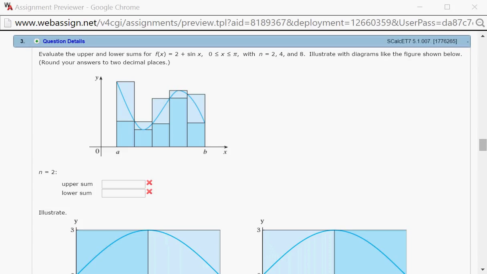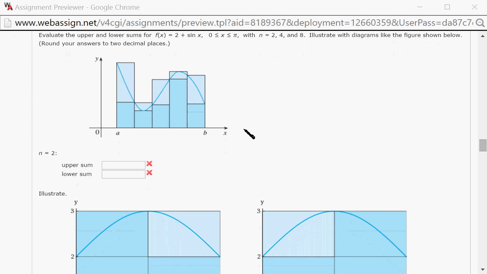Alright, let's look at homework 5.1, problem number 3. We're talking about the upper and the lower sums. These are different from the right sum, left sum, and the midpoint sum. For each interval, or each rectangle, we use the highest point to determine the height of the rectangle. That's the upper sum. For the lower sum, for each interval, you look for the lowest point to determine the height of the rectangle. Alright, so let's do this.